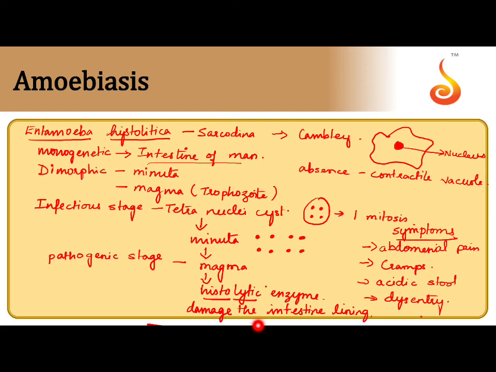So, once more, Entamoeba histolytica is a pseudopodial form. It is monogenetic, dimorphic. Dimorphic forms are minuta and magna. Tetranucleate cyst is the infectious stage, which converts into minuta and then into magna. Magna is the pathogenic stage. It secretes histolytic enzyme which damages the intestinal lining, which causes abdominal pain, cramps, acidic stool and dysentery.